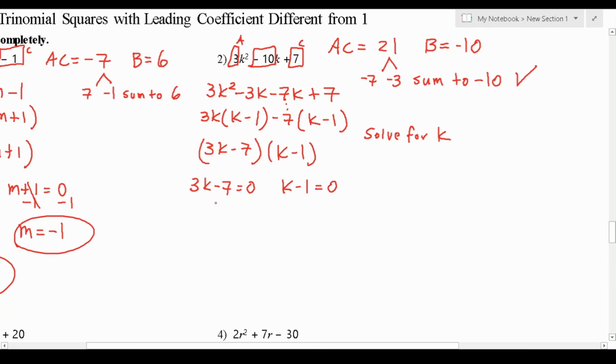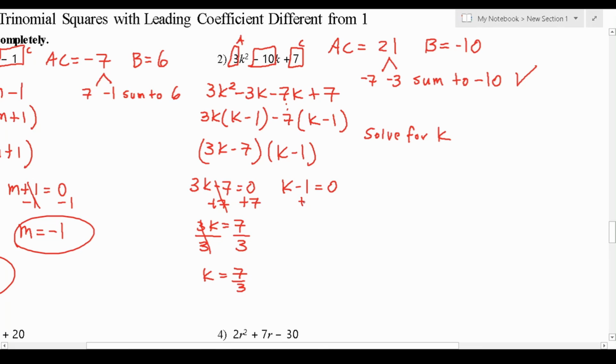To get k by itself, in this one, we're going to add 7 to both sides as our first step. Minus 7 plus 7 crosses out. This leaves us with 3k equals 0 plus 7, which is 7. Again, we're going to divide both sides by 3. This is going to cross out, leaving us with k equals 7 over 3. And this one's much simpler.